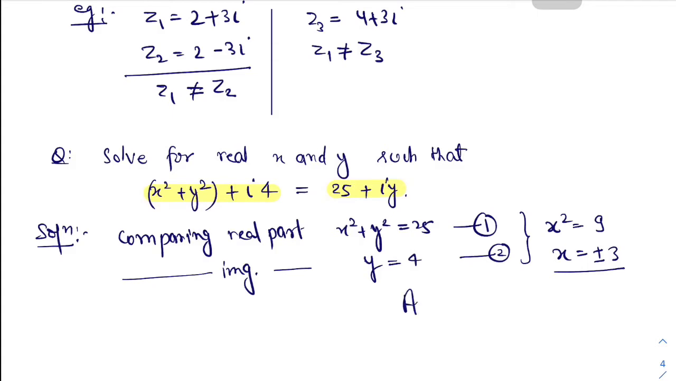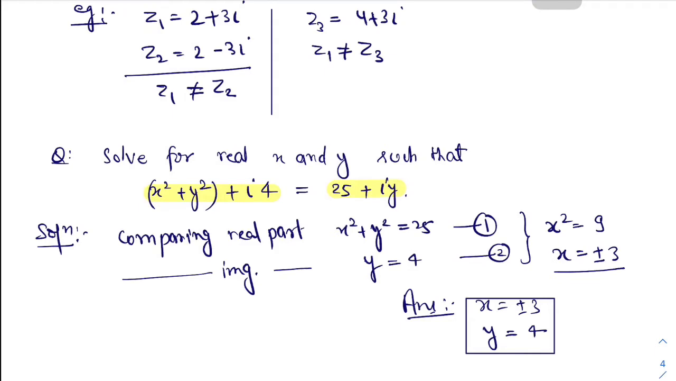What is the answer? The answer is x is equal to plus minus 3, y is equal to 4. This is the answer of this question. So nothing, you will have to compare only the real part on both sides and the imaginary part on both sides.